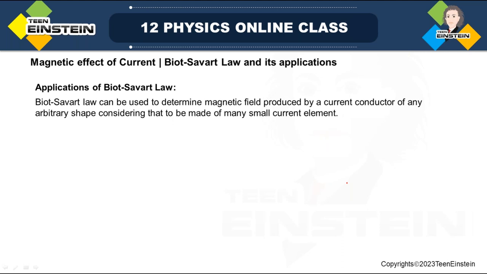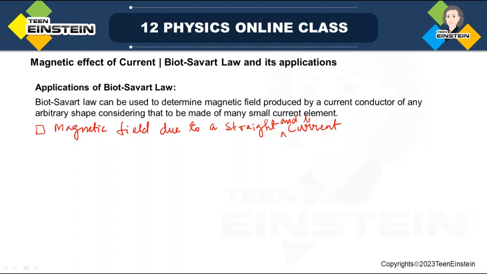For the time being, we'll see an application of this law. We'll calculate the magnetic field due to a straight, long current conductor. I'm not saying whether finite or infinite. In fact, what we are going to do is for a finite one, but in general we can extend that to an infinite, long current carrying conductor also.